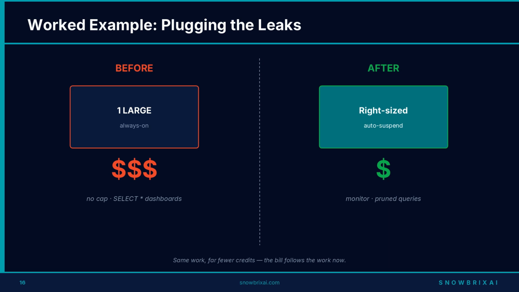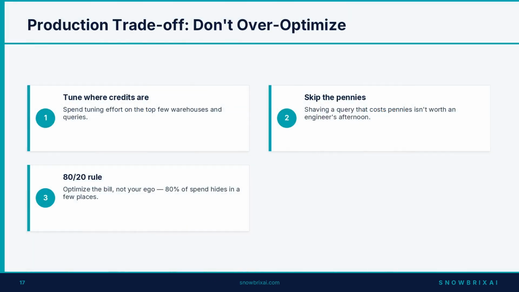Now, a quick warning before you go wild. Here is the trade-off nobody mentions. Do not over-optimize. Spend your tuning effort where the credits are: the top few warehouses and queries. Shaving a query that costs pennies is not worth an engineer's whole afternoon. Optimize the bill, not your ego. Remember the pattern: 80% of your spend hides in just a few places. Go there. Ignore the rest.